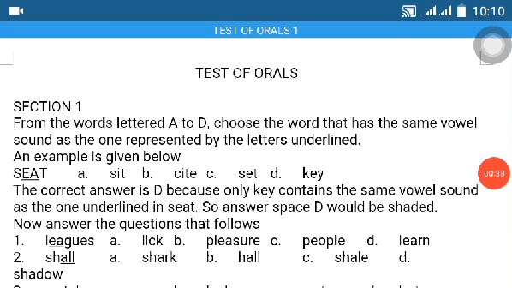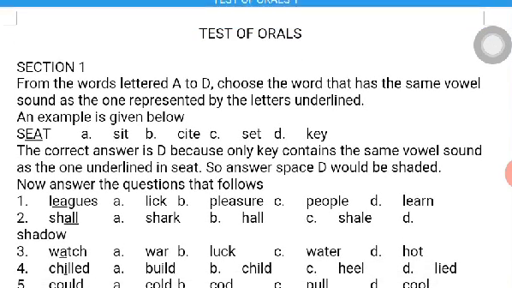So now we are kickstarting with the questions on test of orals, and we're going to start with section 1. We said from the words lettered A to D, choose the word that has the same vowel sound as the one represented by the letters underlined. An example is given below.